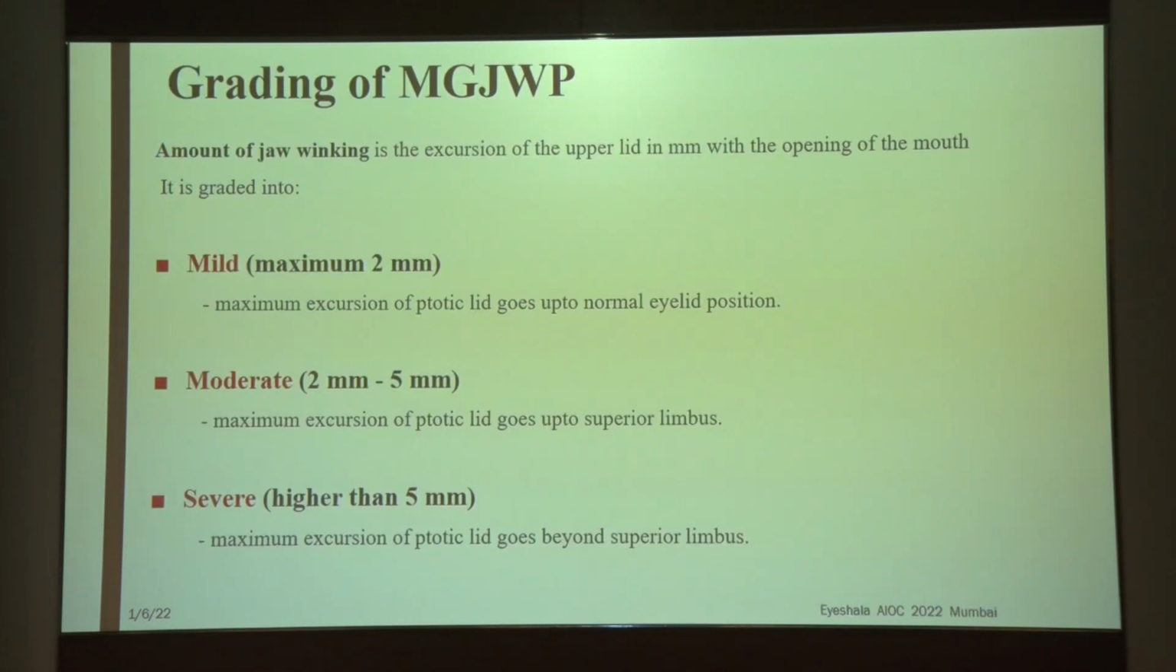You have to grade the Marcus Gunn according to the excursion of the lid, whether it is less than 2, 2 to 5, or more than 5. Accordingly, if it is mild and the patient is more concerned with the ptosis and not with the Marcus Gunn, you will treat him as a routine ptosis patient. But if it is the Marcus Gunn that is troubling him, then the surgery is altogether different. You don't have to go for a resection, you have to go for an excision of LPS along with sling surgery.